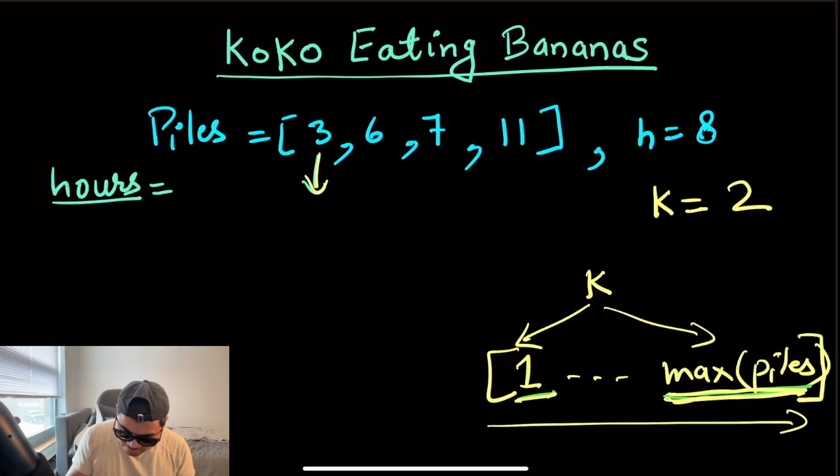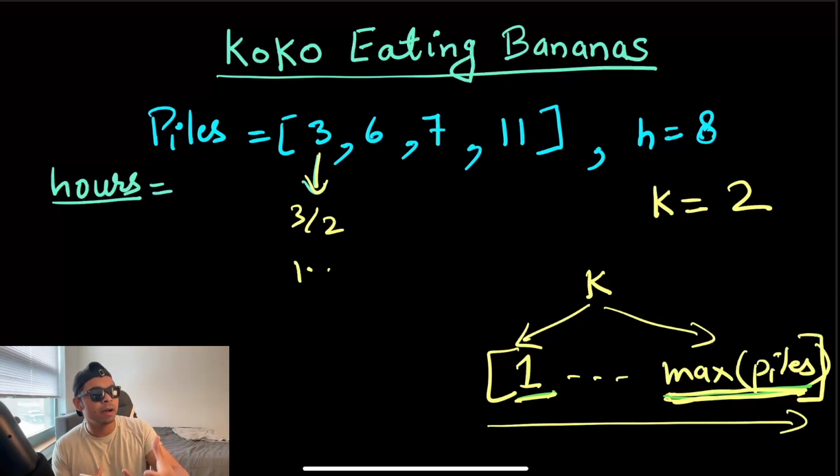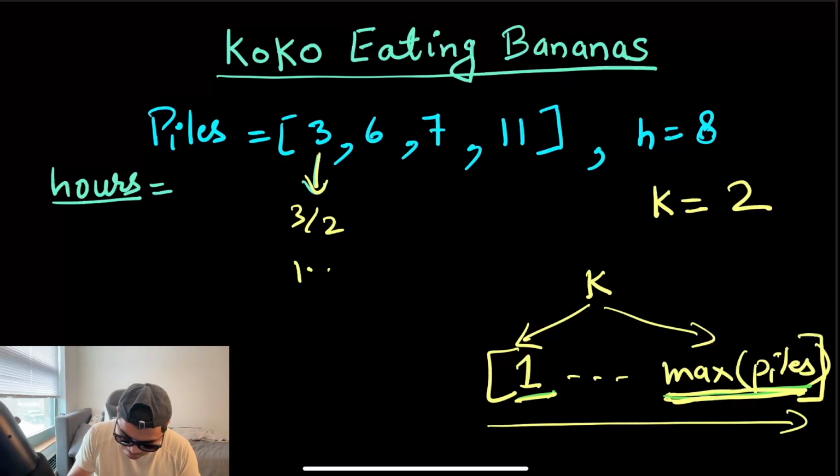Here it would be basically 3 divided by 2, 1 point something, but we know that we're going to choose the upper bound, since she does not switch to another pile. She's not going to switch to another pile and use the leftover time to eat more bananas. No, she's just going to be there, relaxing. Sorry. So this will be 2.